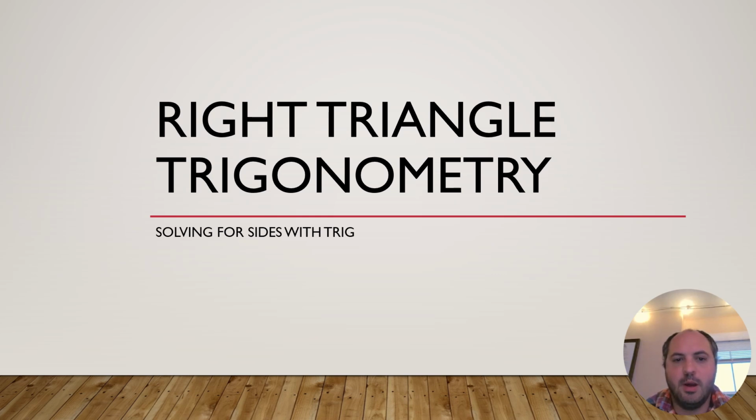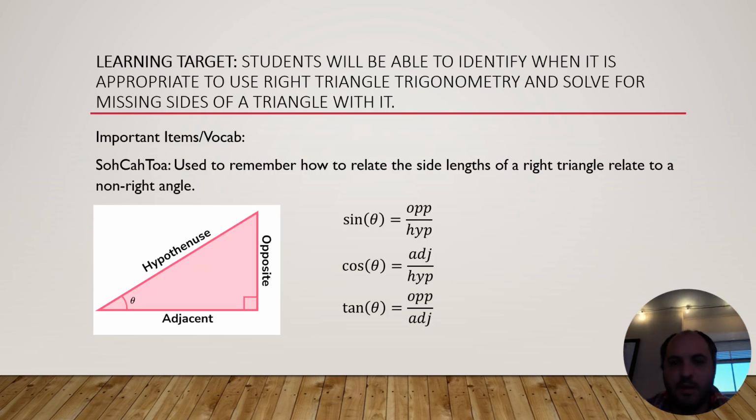Today we're going to be talking about how to solve for side lengths in right triangles using trigonometry. So as we jump into this, we want to first remind ourselves of some useful information. First, this acronym SOHCAHTOA that we use to help relate the ratios of sides of a triangle to angles.